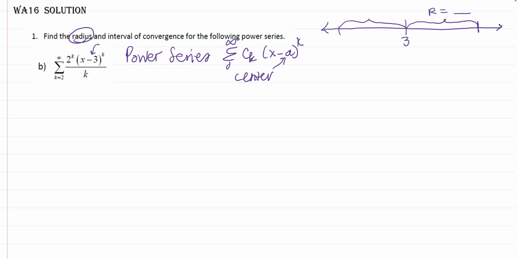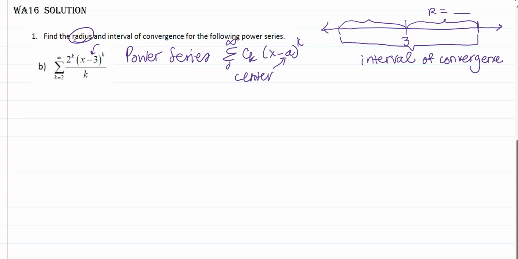And then also, once we know the radius of convergence, we can write the interval of convergence. And when we write the interval of convergence, we need to know whether to include the endpoints. So we do need to check at the endpoints before we can write that. Okay? So here we go.